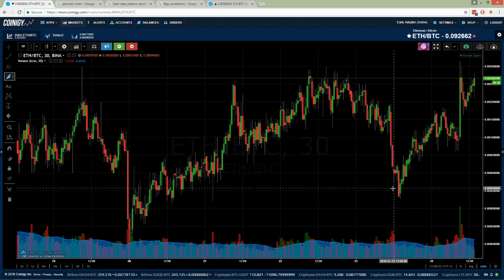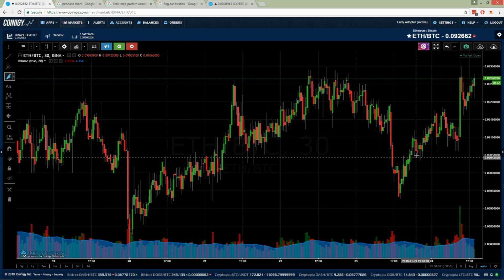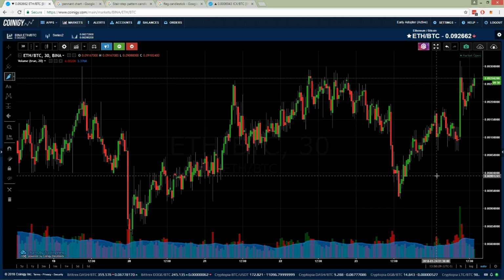So if you bought in down here, and you're following this up, you see this happen, and then you see these candles develop.